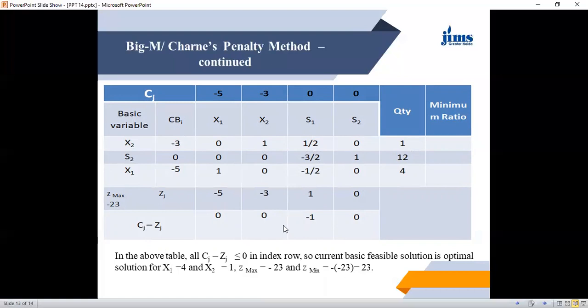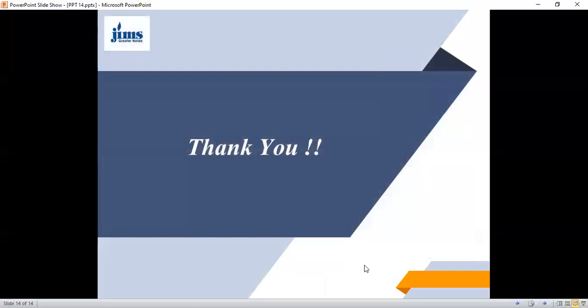X1 is equal to 4 and x2 is equal to 1. If you put this, then your z max is equal to minus this. So z minimum is equal to minus of minus 23 is equal to 23. So 23 is the minimum value. This is the solution by the Big M method.